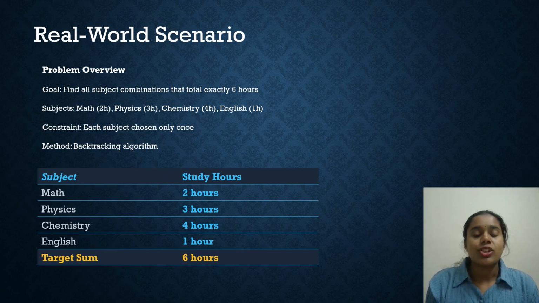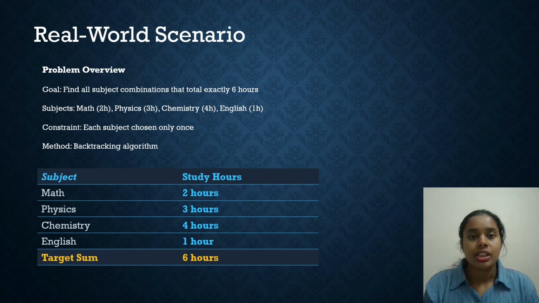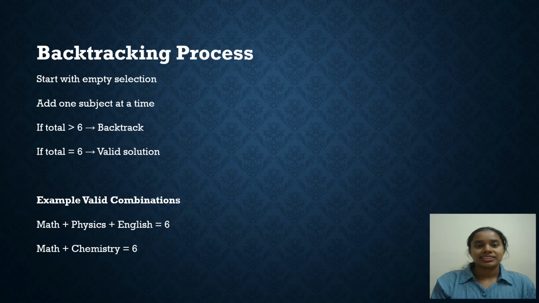Let us find all the subject combinations whose total is exactly the target. We have four subjects: maths, physics, chemistry and English, and a given target sum of 6. When taking subsets, we need to get this target sum. The condition is that each subject can be chosen only once. Using a backtracking algorithm, we need to solve this real-world example.